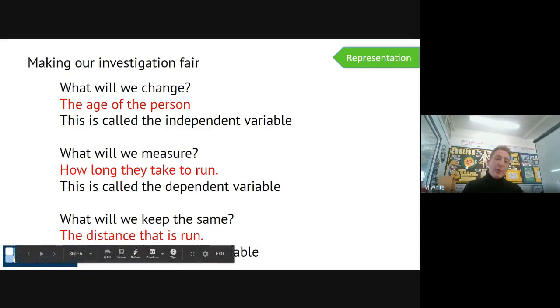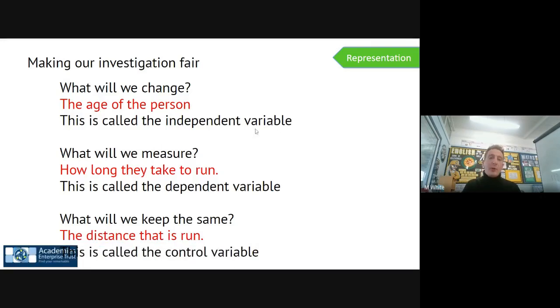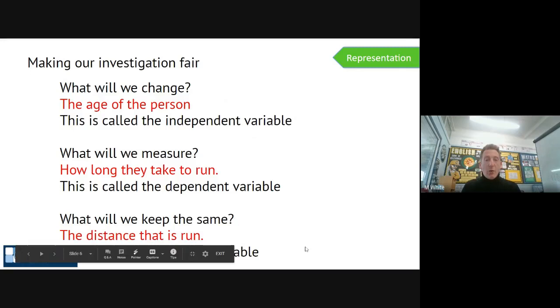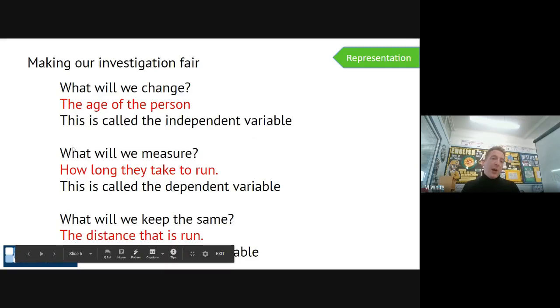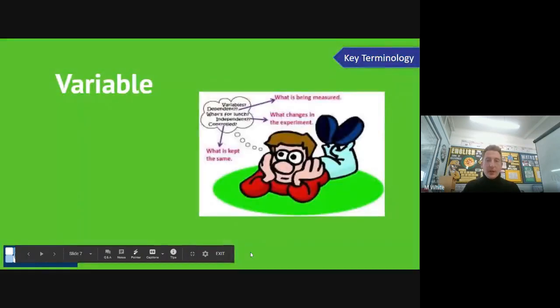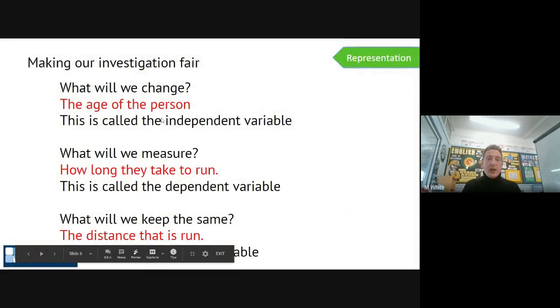And what will we keep the same? Well, the distance that they're going to run. That's going to be called our control variable. Okay, so 3 different variables: our independent variable, which is what's going to change, which is the age of the person; our dependent variable, which is what we're going to measure, how long they take to run; and our control variable, which is what we're going to keep the same, and that is the distance. Okay, and that's going to help to keep our investigation fair. So the variables, which we've talked about already, are these things here. Just going back to these slides: independent, dependent, and control.